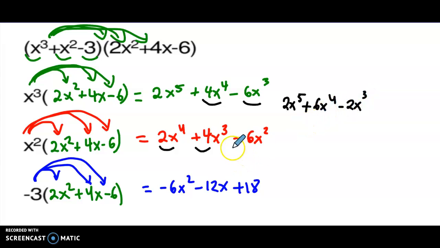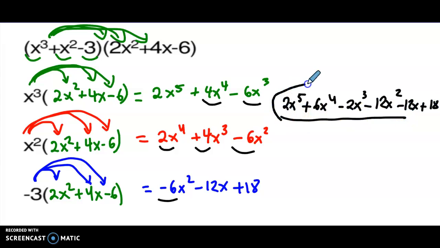I'm going to x to the second. I have these two, they're both negative, so more negatives: negative 12x squared. And then these two, part of my answer, negative 12x plus 18. There's my answer. This is a polynomial. It is degree 5, and the leading coefficient is 2. The constant is 18.